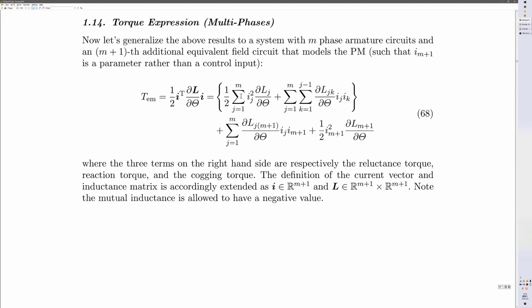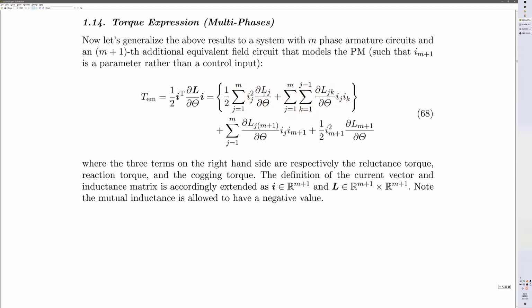This is the result. We basically have three terms here. The first term in the curly bracket is known as the reluctance torque. This torque is due to the current up to phase M, so the first M circuits. It has nothing to do with the PM. It has torque because the self-inductance or the mutual inductance between different phases of the stator armature circuits are variable when theta changes. So we have reluctance torque.